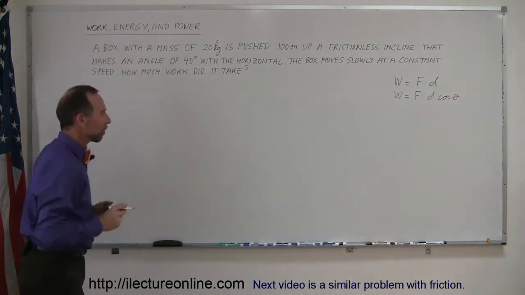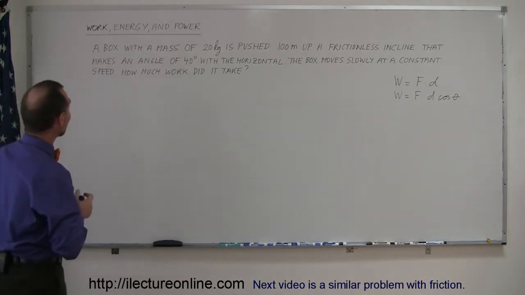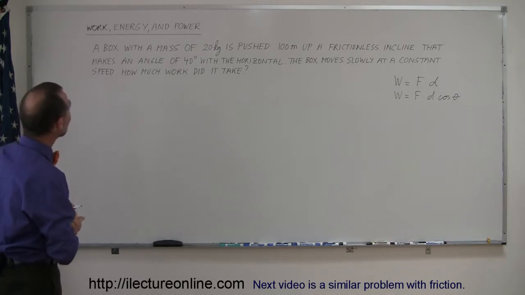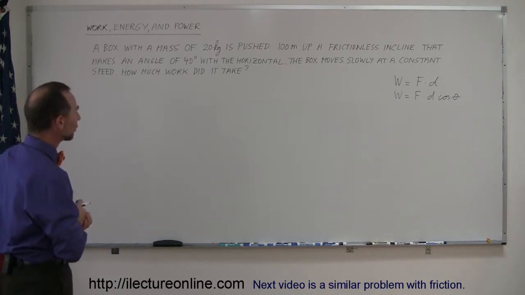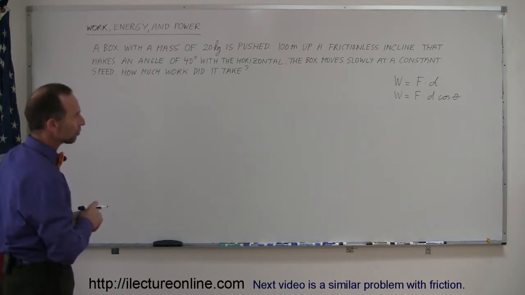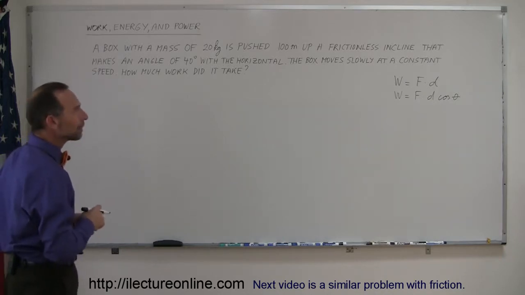So let's make a drawing of this problem, but maybe we should first read it. That helps us understand what's going on here. It says here that a box with a mass of 20 kilograms is pushed 100 meters up a frictionless incline that makes an angle of 40 degrees with the horizontal. The box moves slowly at a constant speed. How much work did it take?